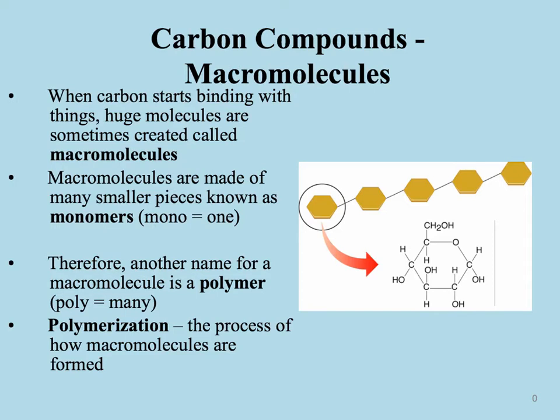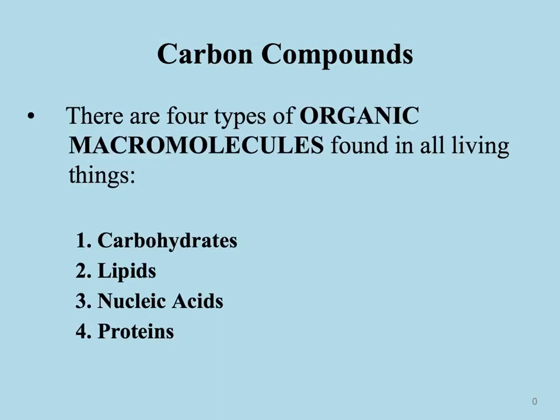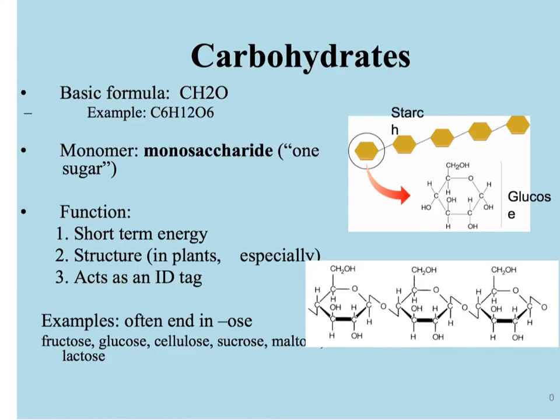All right, it's a process that basically connects all of these monomers to make these very large molecules, and we're going to talk about the specifics of that later when we get into lab and things like that. So the 4 organic macromolecules that we are going to talk about are carbohydrates, lipids, nucleic acids, and proteins. These are basically the 4 categories that we are going to talk about.